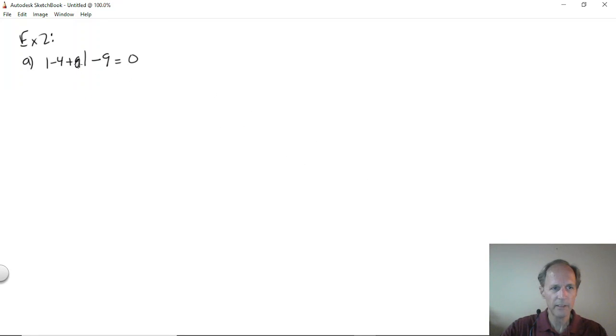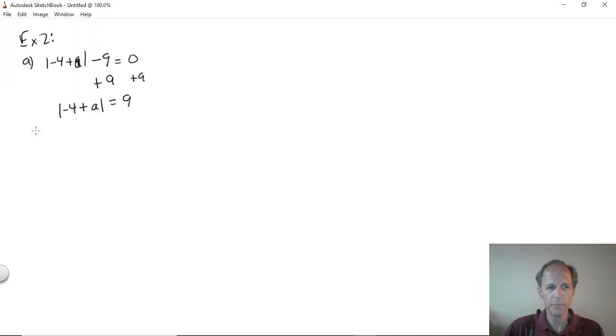See, I've written this down wrong. That should be a. Okay, so we have negative 9 with it on the left side, right? And we need to get rid of that negative 9, so we add 9 to both sides. Okay, that does get rid of it and leaves just the absolute value, negative 4 plus a, equals 9.